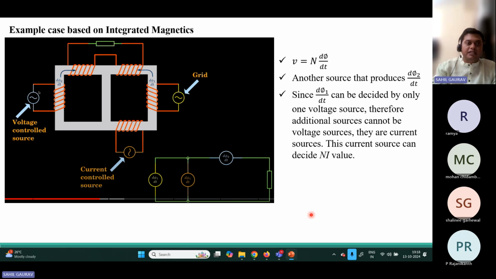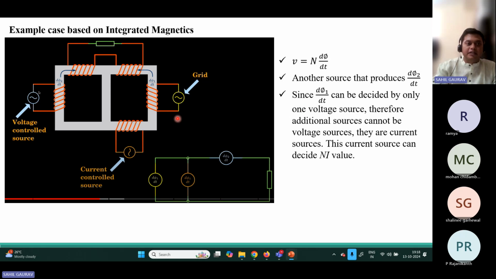So let us see the example case based on this integrated magnetic. We are having this grid, and then we are having this double E core which are connected like this way. If you are setting the voltage through the grid, then we are having this fixed dφ1/dt through this core.